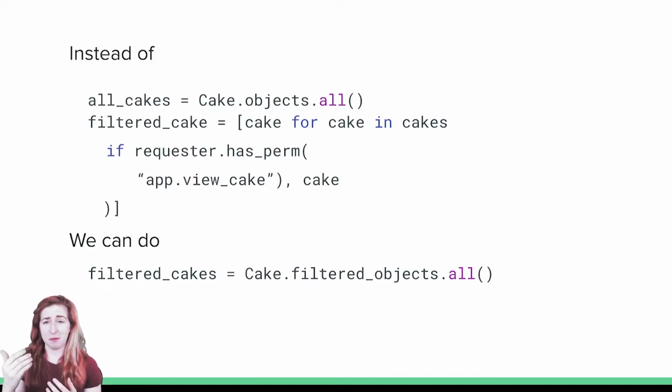So what I'm going towards, and what I would like to have, is something like the bottom, where in this case it would be a custom model manager that gives me the list of just the model objects that the request.user has permission to see.